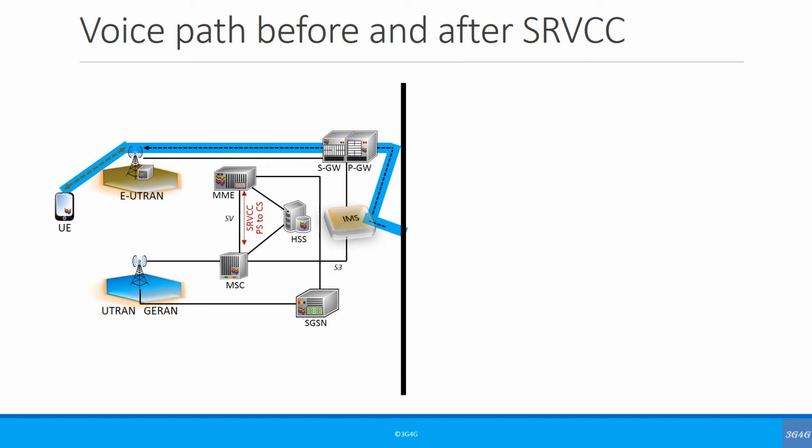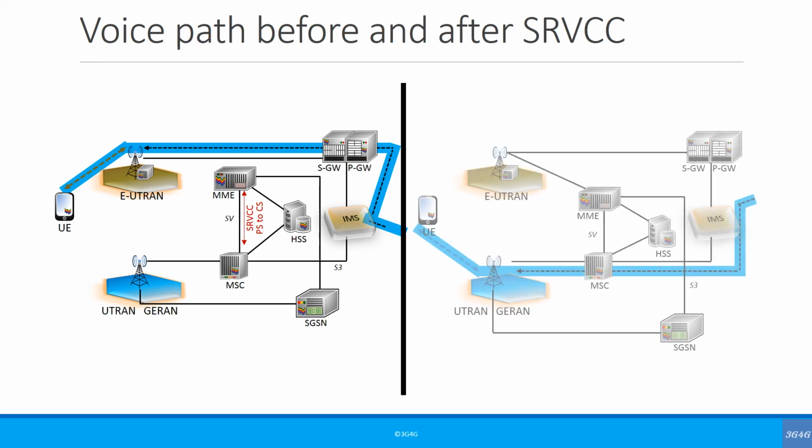So just to see how this would work. Initially the voice path, as you can see from the UE, is via EUTRAN and via the serving and the PDN gateway, and then via the IMS core network. After SRVCC, the voice path changes. So now the voice path is going from the IMS core to the circuit switched MSC core, and then via UTRAN or GERAN to the UE.